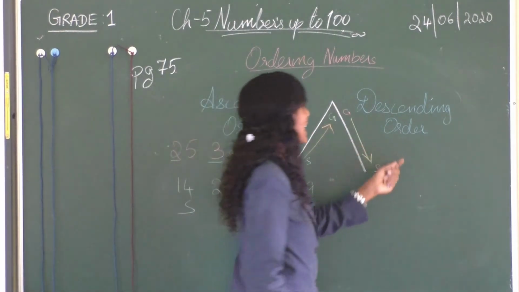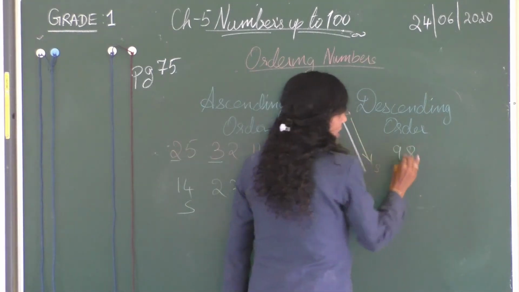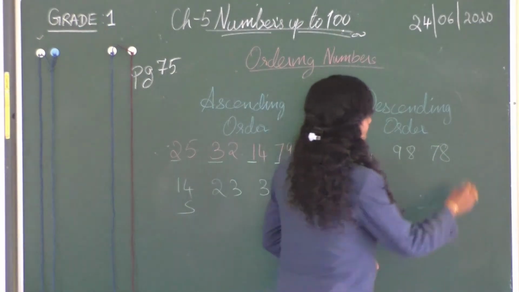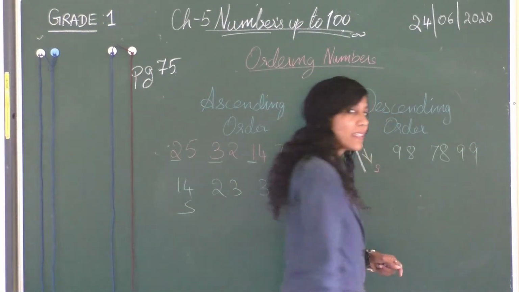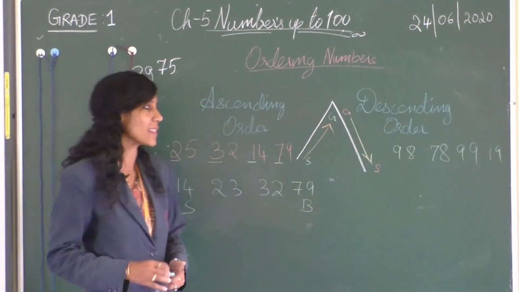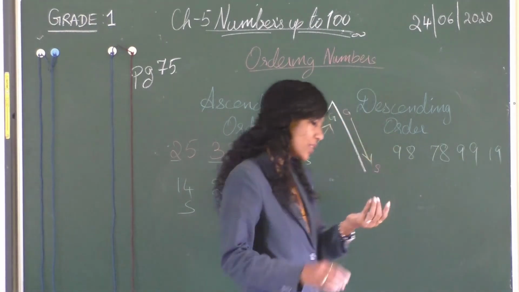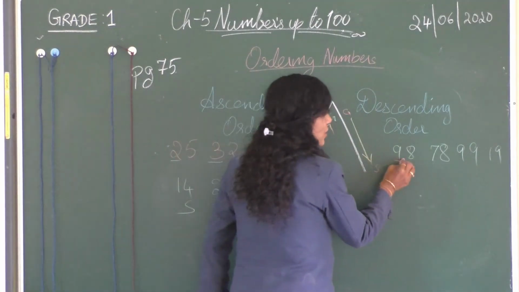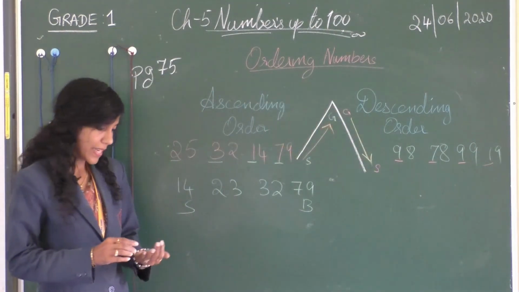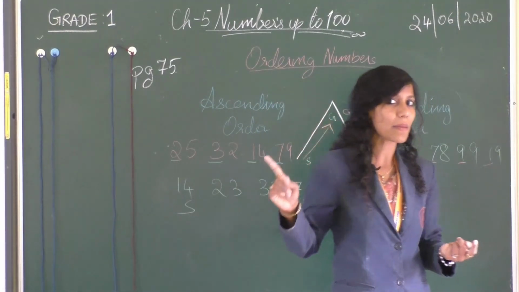So here, taking the example of 98, 78, 99 and 19. Many nines. But what we have to do? We have to see only the first digit of the given number. Which is the first digit? 9, 7, 9, 1. So here we have to see the greatest number, the biggest number.